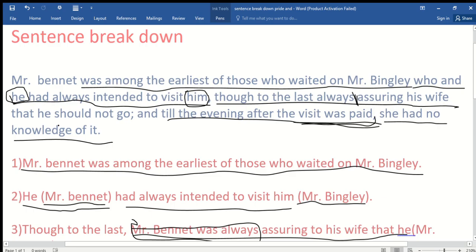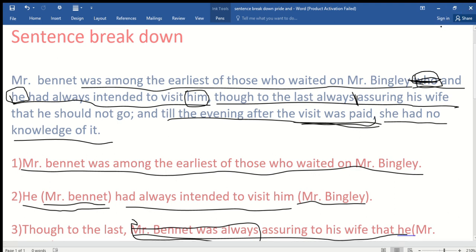Now if I summarize this sentence, it would go this way: Mr. Bennet was waiting for Mr. Bingley. By the way, this "who" was mistakenly typed by me, so don't mind it. So this sentence means that Mr. Bennet was waiting for Mr. Bingley, and he was intending to visit and meet Mr. Bingley, but he was showing his wife that he does not want to visit or meet Mr. Bingley. But in the evening, Mr. Bennet visited Mr. Bingley, and his wife had no knowledge of it.